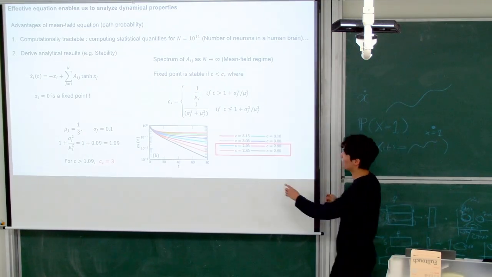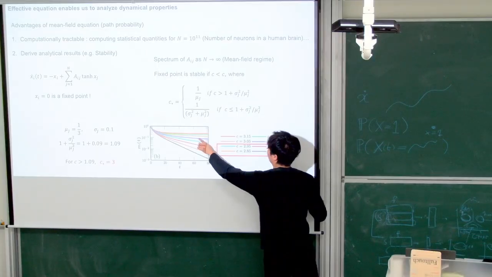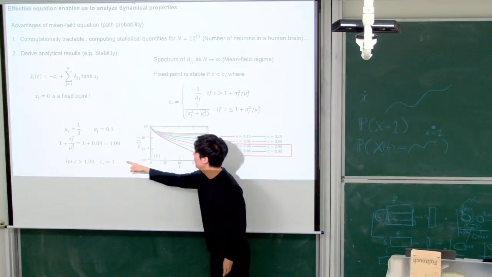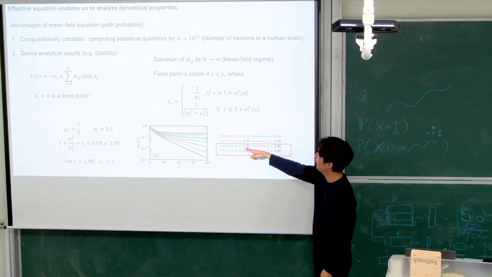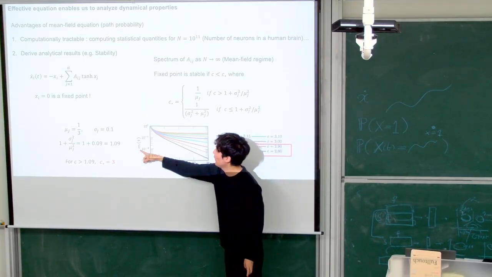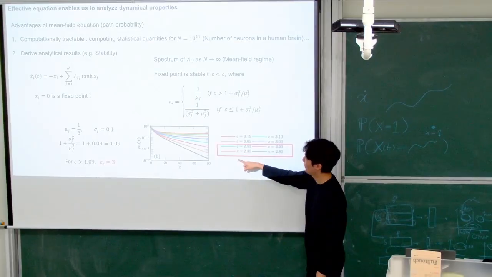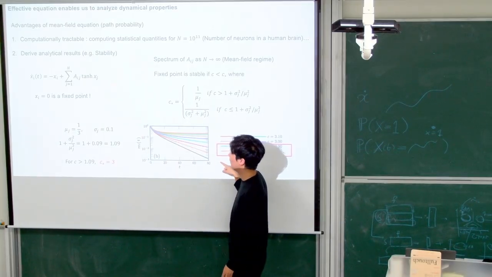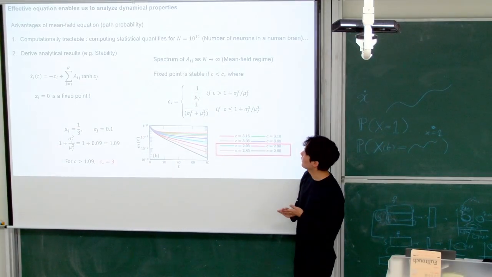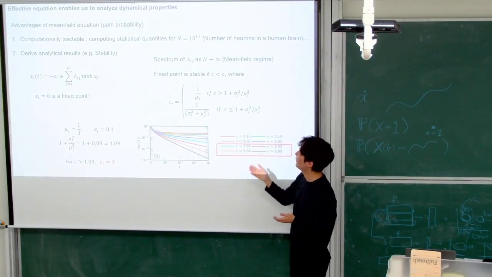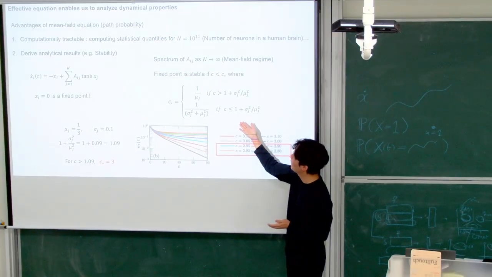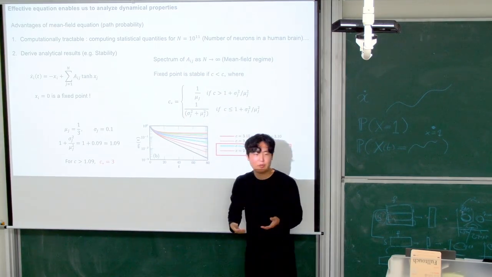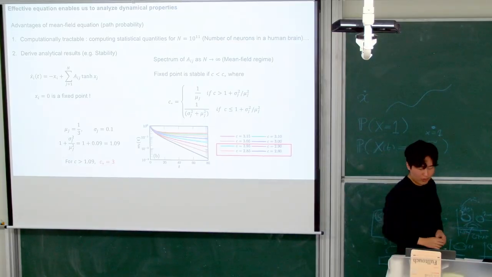Why this happens? Actually, the blue line is when c is equal to 3. So it's the threshold. If the threshold is less than 3, the average trajectory converges to 0. And 0 is the fixed point. So it means that 0 is a stable fixed point. So the lesson is that with the effective equation, you compute some parameter values which give you stability. And you can do many other things.